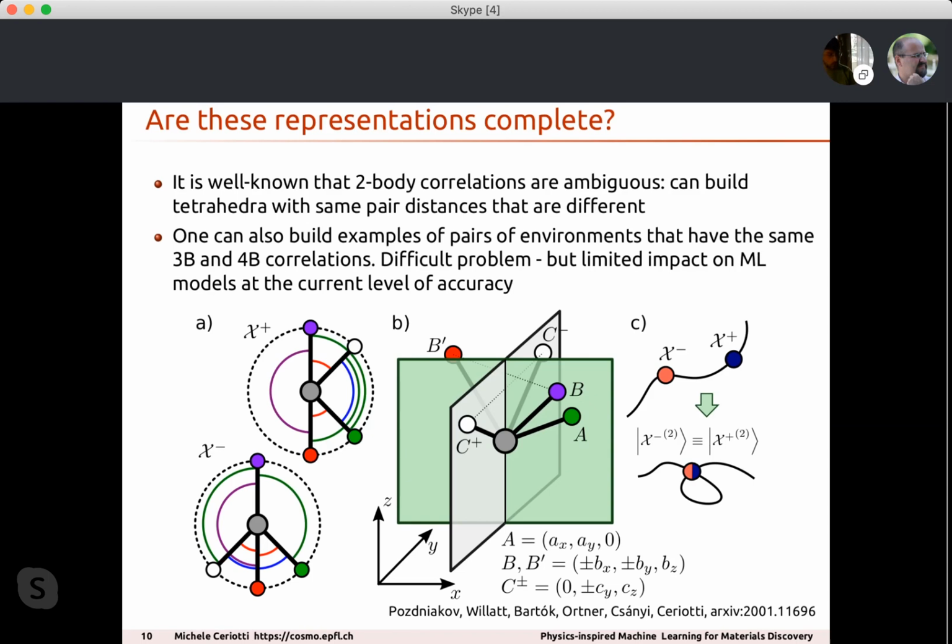And you can also build counterexamples for higher body order representations, and you can check out this preprint in which we are discussing in which sense this is a problem and in which sense this is not such a big problem, because in the end there are aspects that still allow you to learn even with this fundamental shortcoming of a truncated body order expansion.